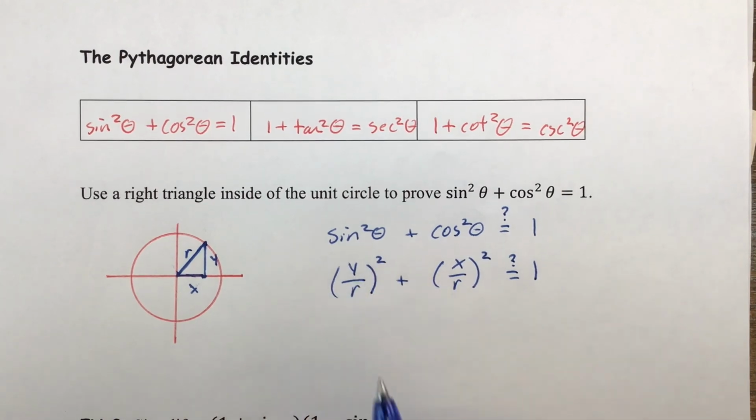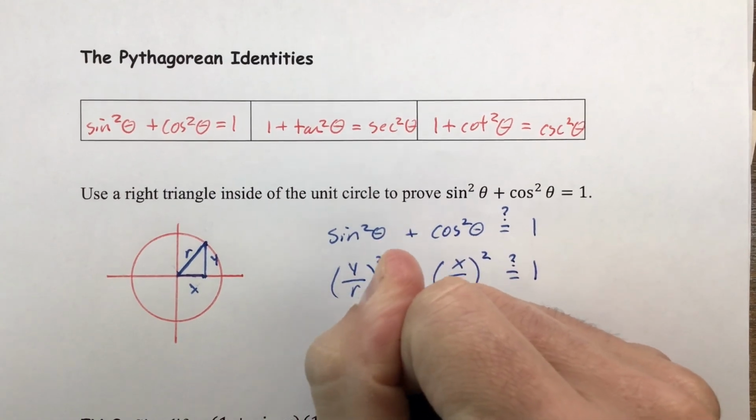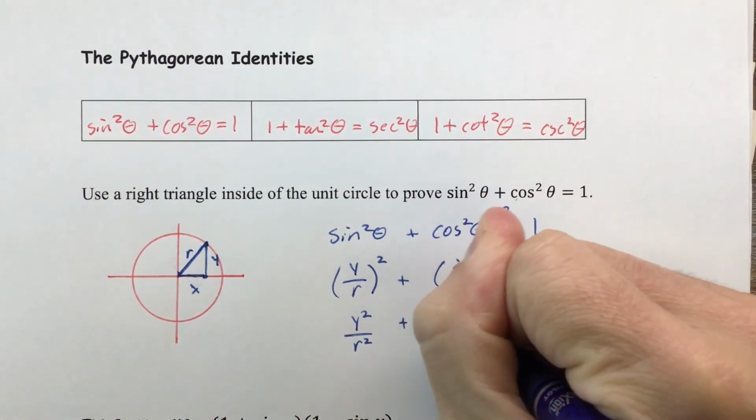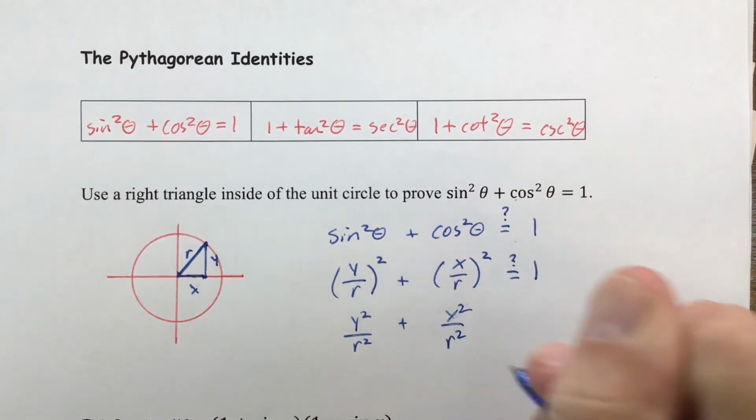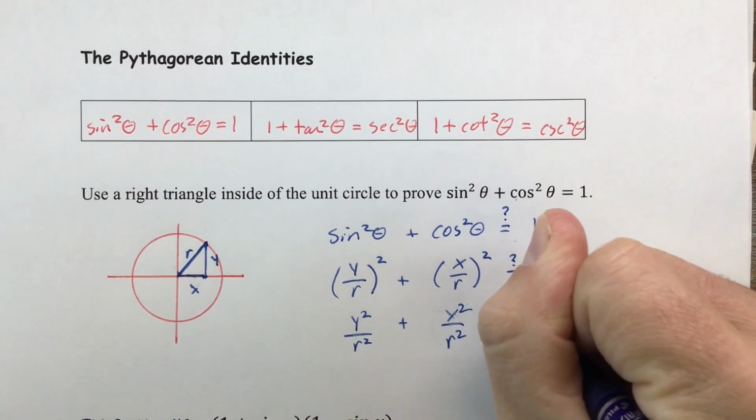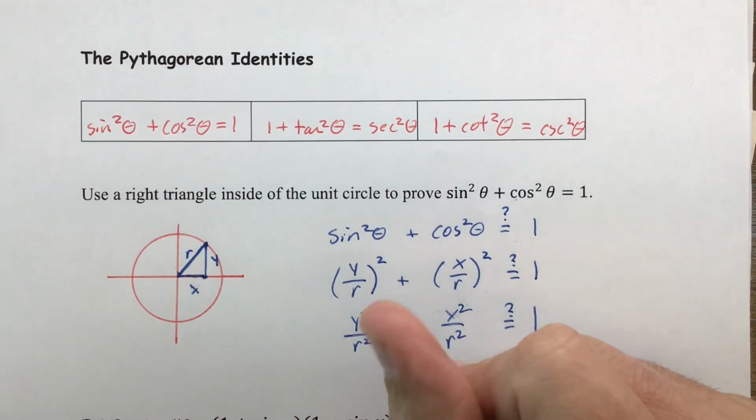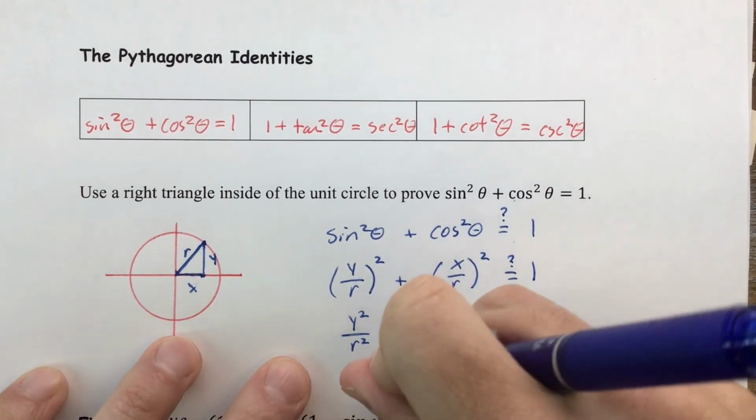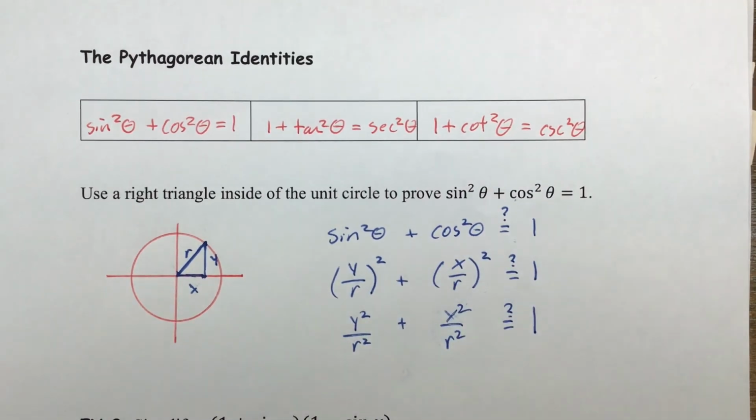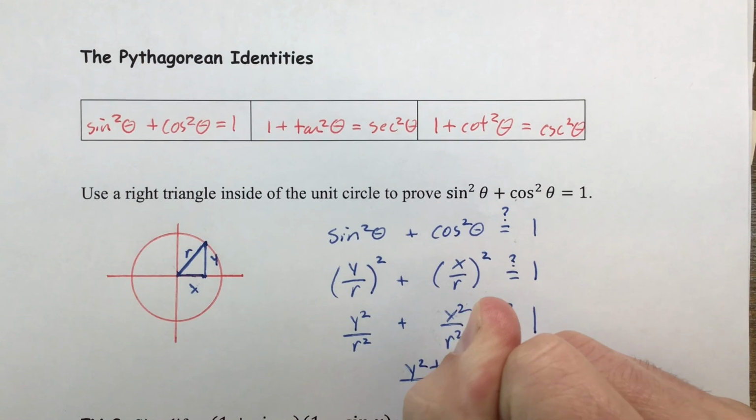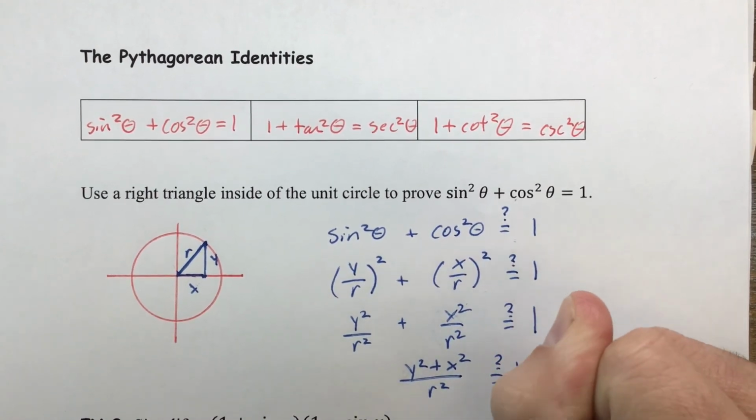If we square that fraction, we're going to get y squared over r squared. If we square x over r, we're going to get x squared over r squared. And again, we're thinking, does this equal 1? All right, now, because both of these fractions have the same denominator, you can actually just add them together. We can write that as y squared plus x squared over r squared, and then again, does that equal 1?